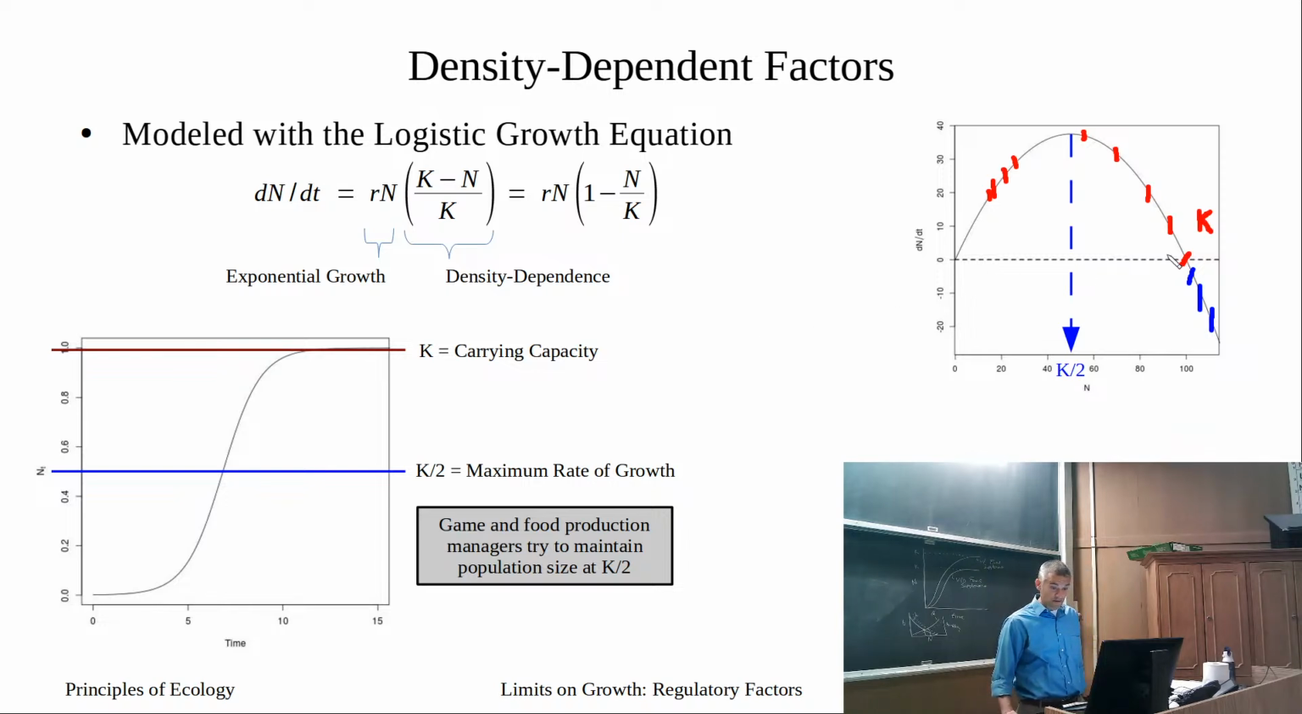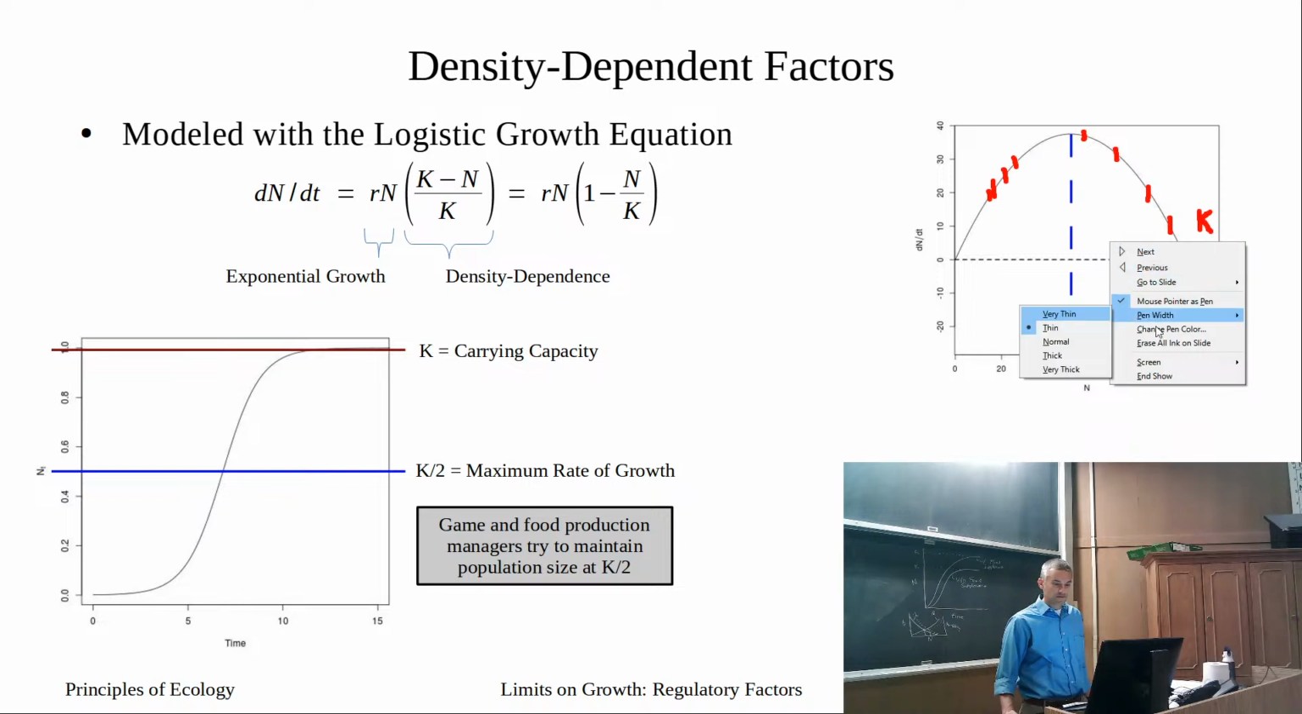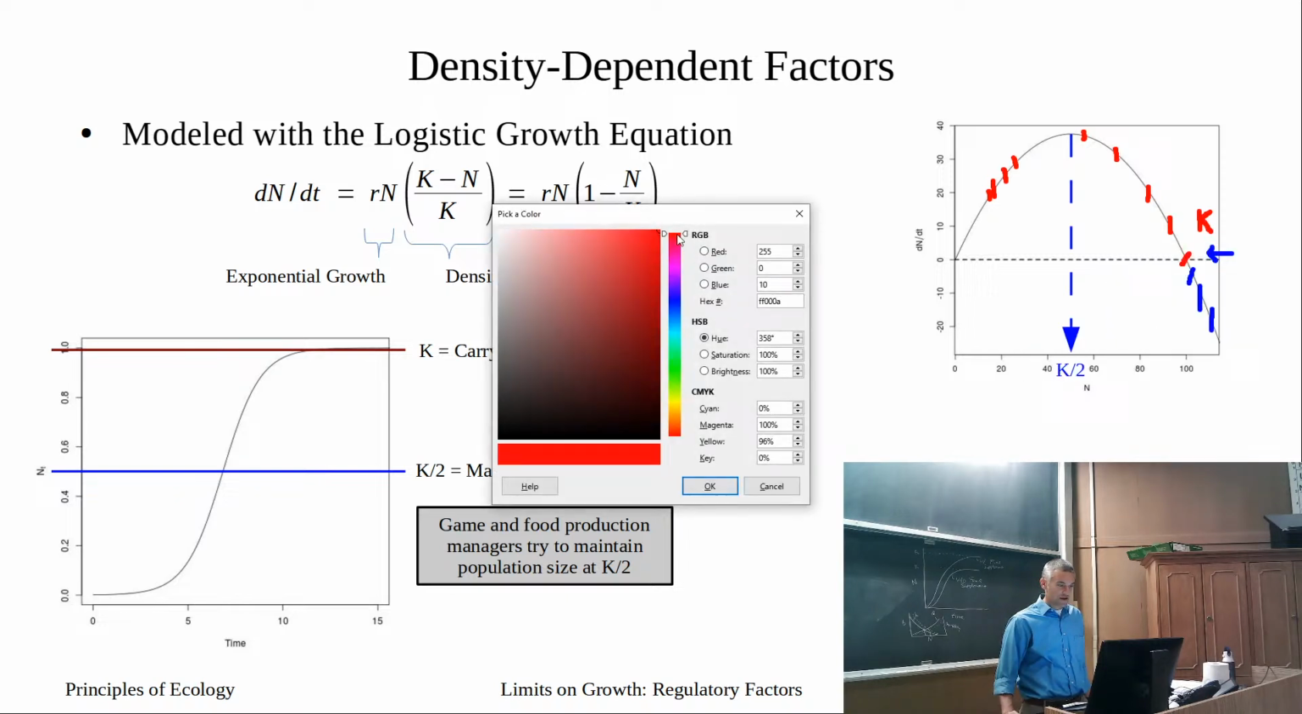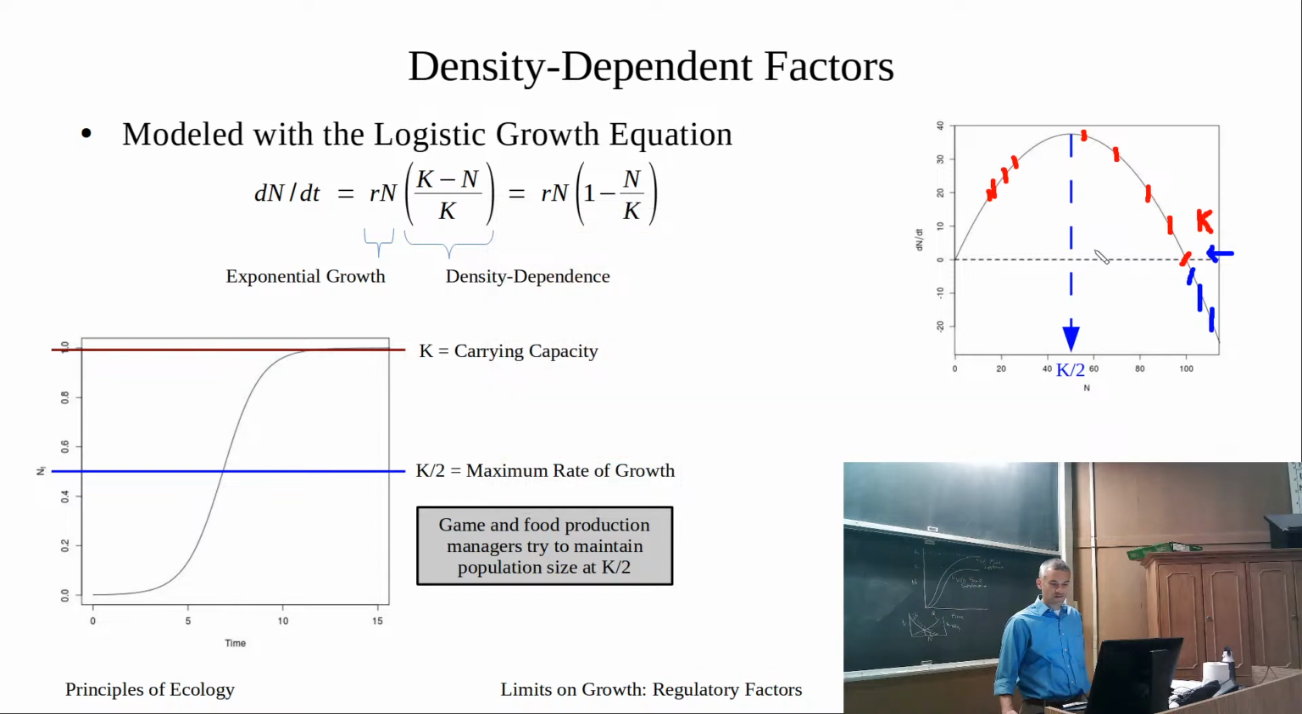So, just in summary, anytime we are above our carrying capacity, our population is going to be getting pushed back down. Anytime we are below our carrying capacity, we're going to be getting pushed up to our carrying capacity. That's how our logistic growth equations work. Questions?